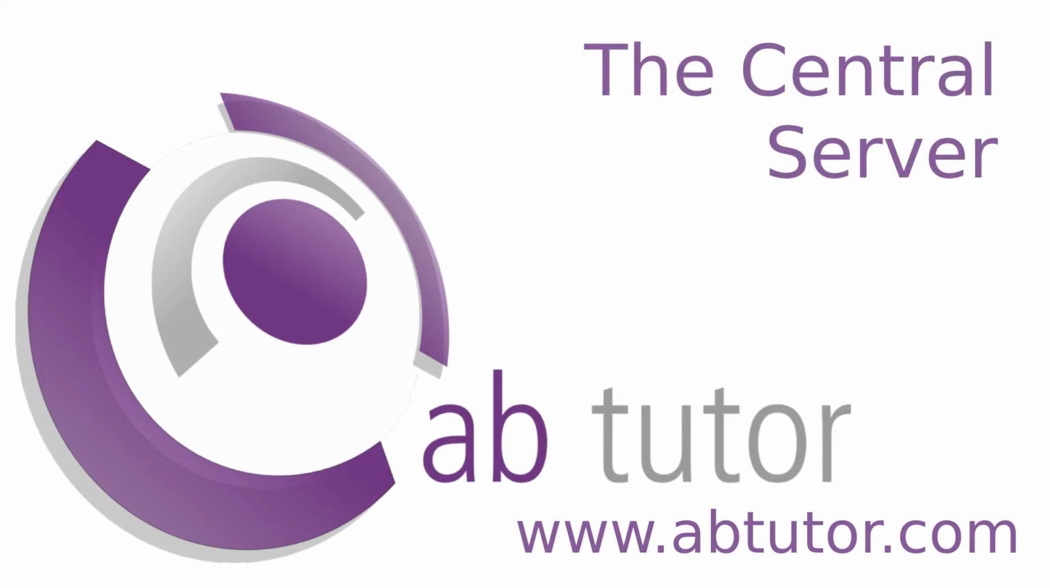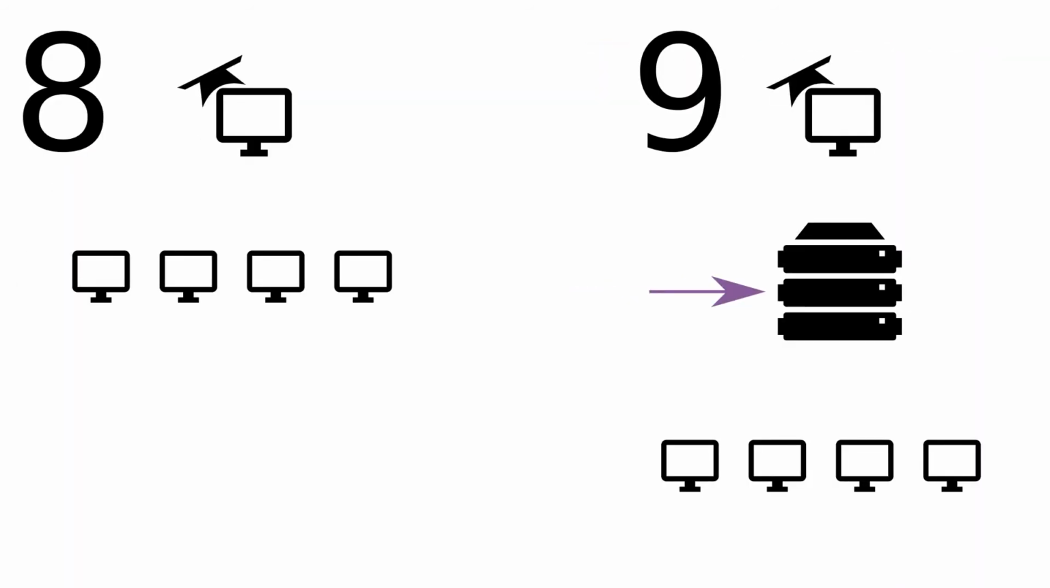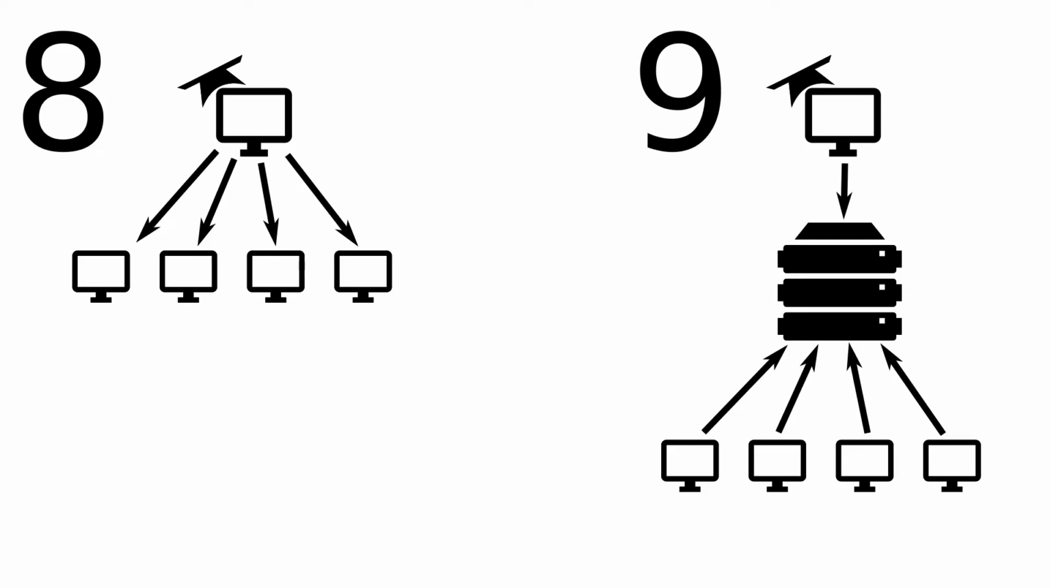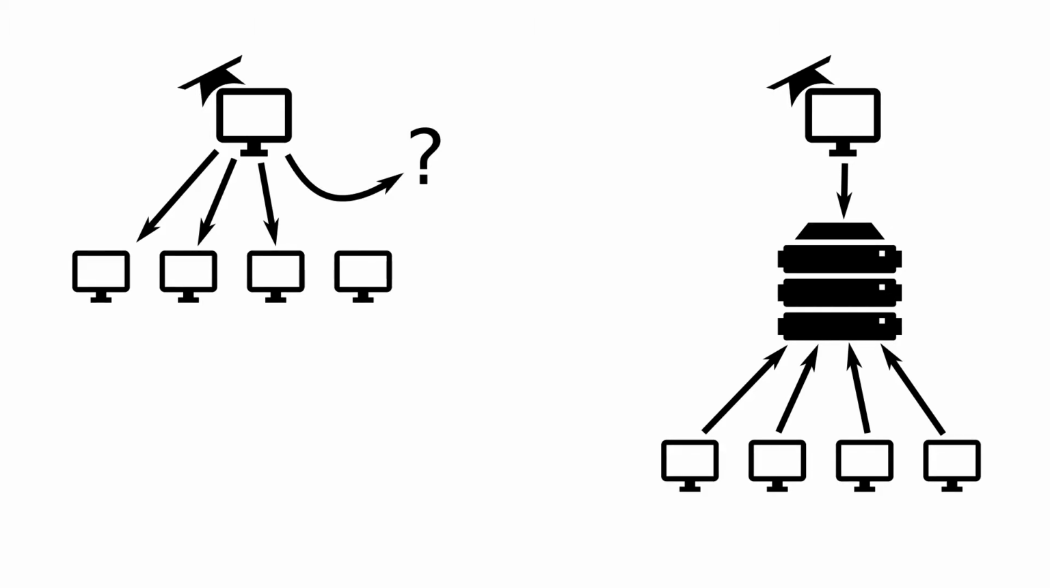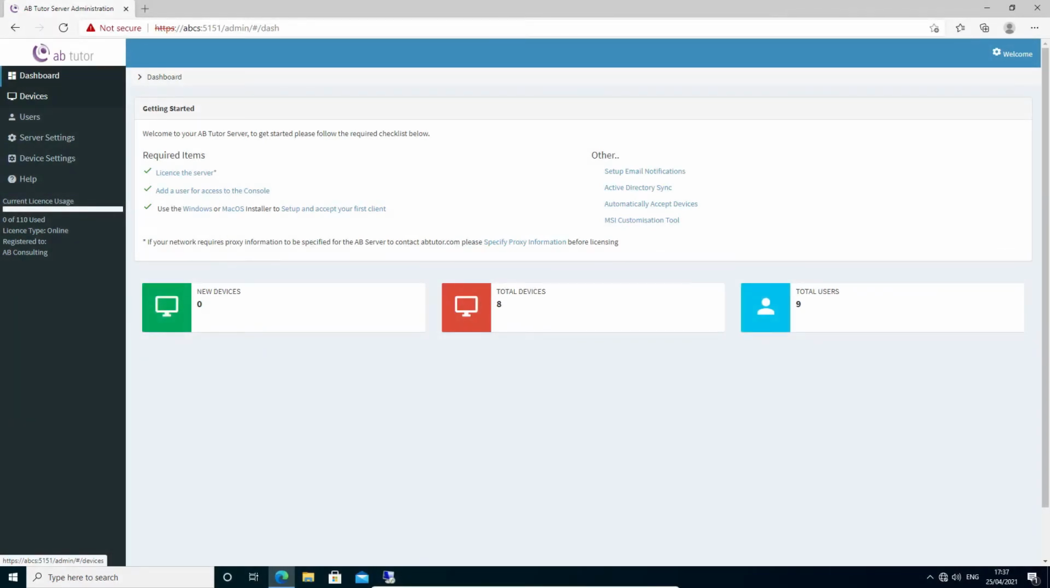Today I'm going to talk about the biggest difference between version 8 and version 9, the central server. This server manages your connections, your settings, your licenses and your logs all in one central location, removing the cause of most connection problems and keeping important files safe even when consoles are reinstalled. The central server is managed through its web interface.